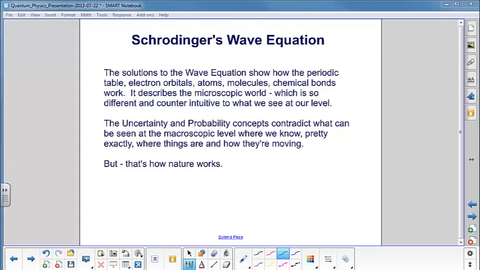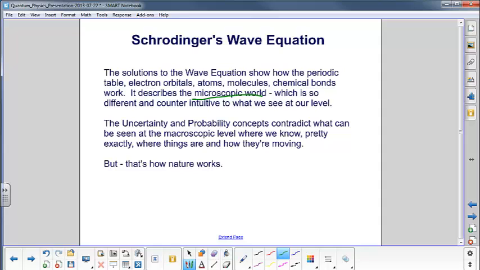The solutions to the wave equation, Schrodinger's wave equation, show how the periodic table, electron orbitals, atoms, molecules, chemical bonds, etc., how they work. It describes the microscopic world. And again, microscopic, it really should be submicroscopic, which is so different and counterintuitive to what we see at our level. The uncertainty and probability concepts contradict what can be seen at the macroscopic level, where we know pretty exactly where things are and how they're moving.